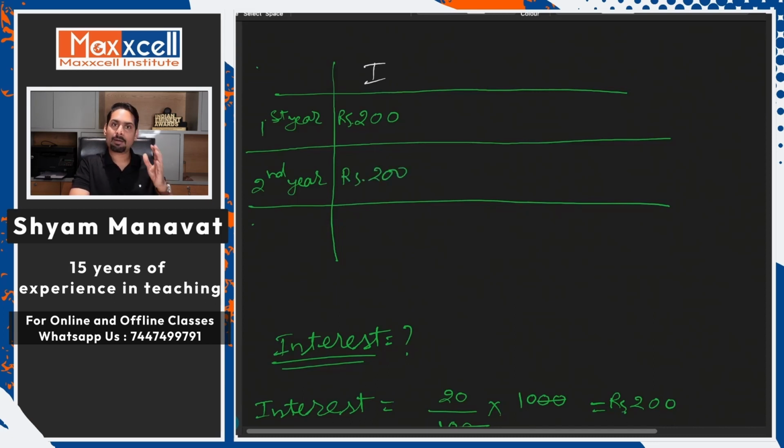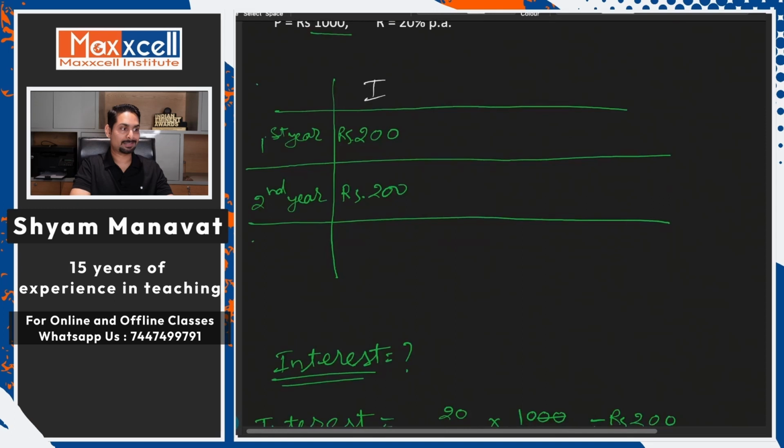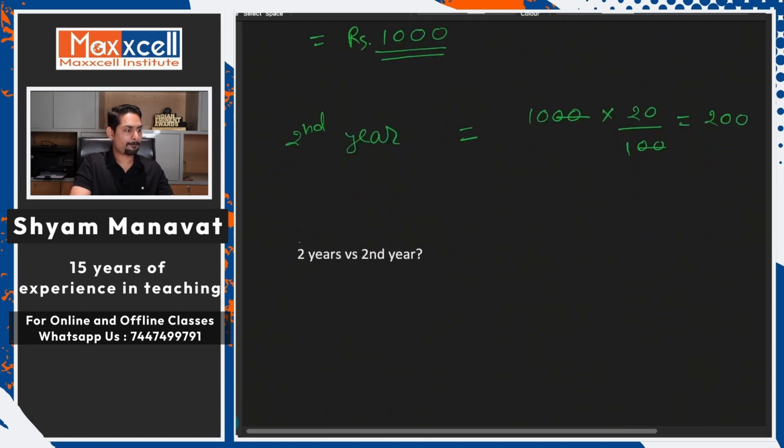Okay. Now I withdraw this 200 rupees again after the second year also, which I have invested in this bank, rupees 1000, 20% per annum. I earn 200 rupees as interest in the second year, which I again withdraw. So I had 1000 rupees with the bank. I earned 200 rupees as interest, but I have withdrawn this 200 rupees. I am left with what? Again 1000 rupees in my bank account.